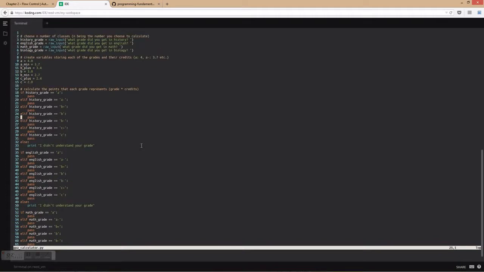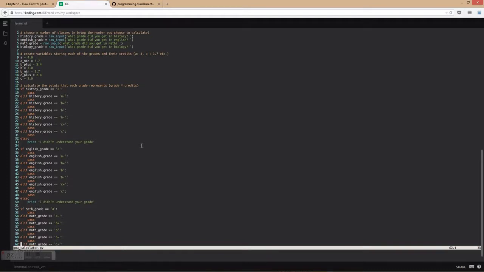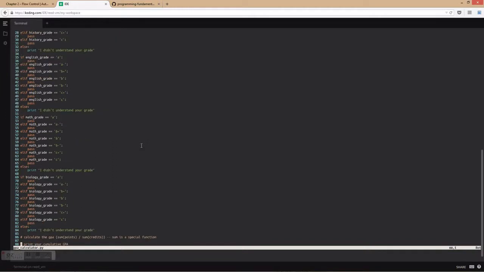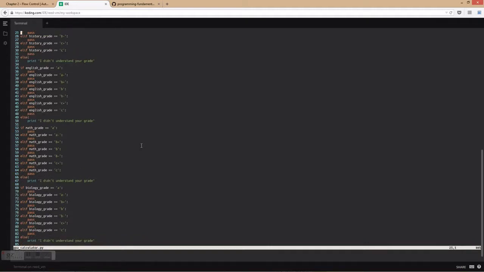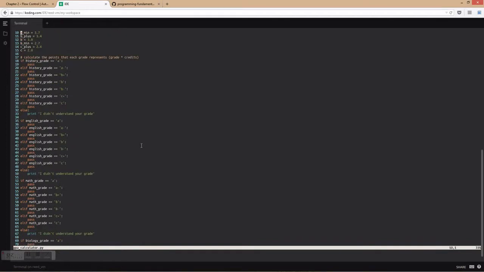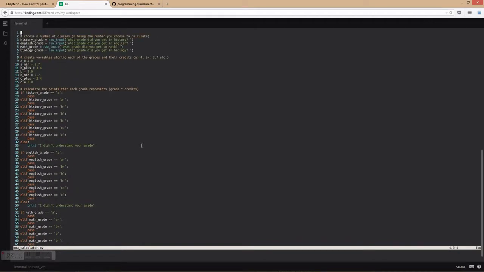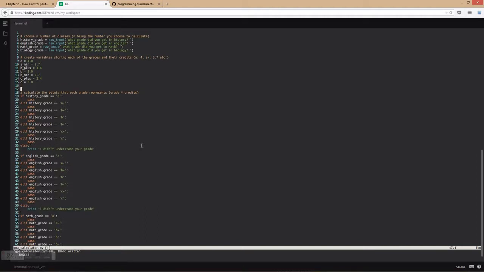So now we can just look at what they gave us, and now what we can do is set our history grade, well, let's see. Let's look at our algorithm again. So calculate the GPA, which is the sum of the points divided by the sum of the credits. Sum is a special function. So now that we're switching on all of these, we're finding out whether they gave us an A, an A minus, a B plus, a B minus, C plus, C. Now we need to put that into our calculation. So let's create this variable GPA and set it equal to 0.